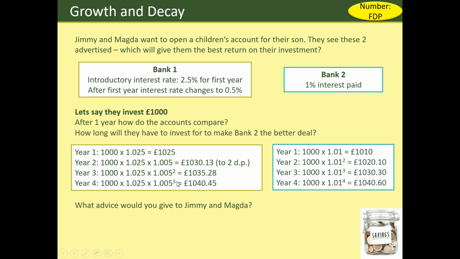We could use the method of finding the percentage and adding it on. That would work just as well. We see in Bank 2, our multiplier is just 1.01 the whole time, so we can just use our quick formula with powers. So what advice might you give to Jimmy and Magda?